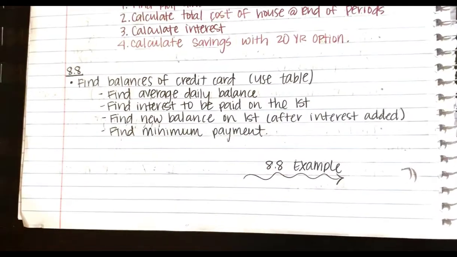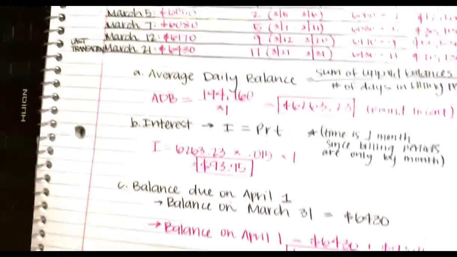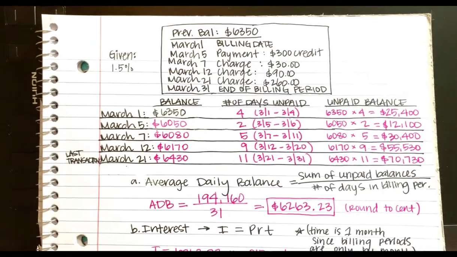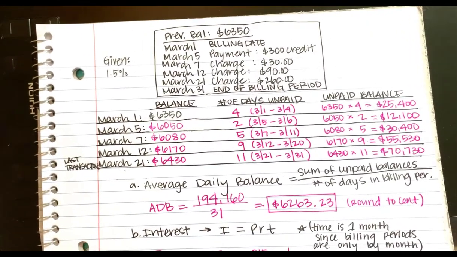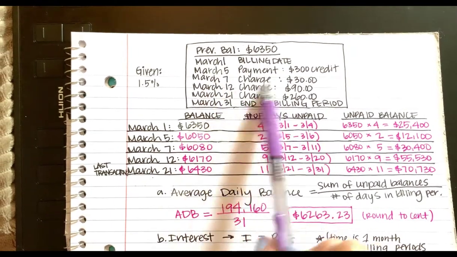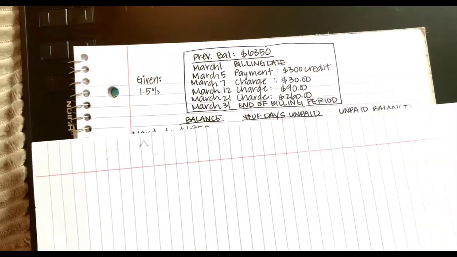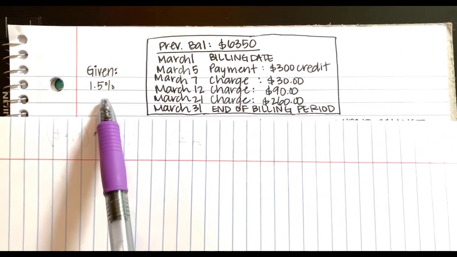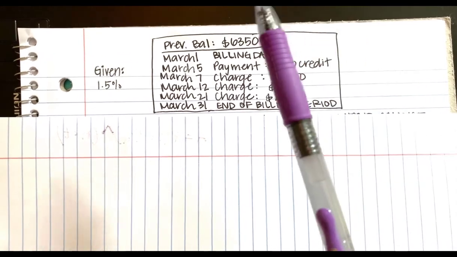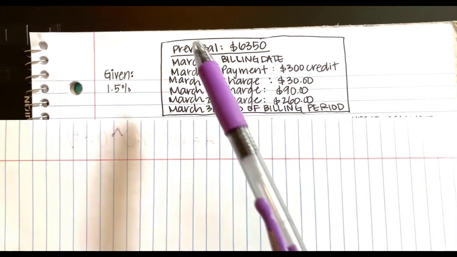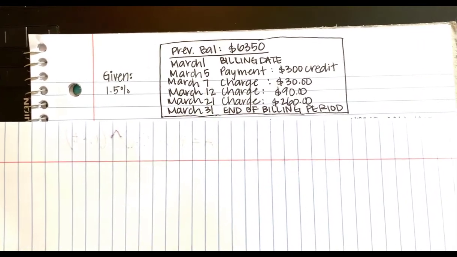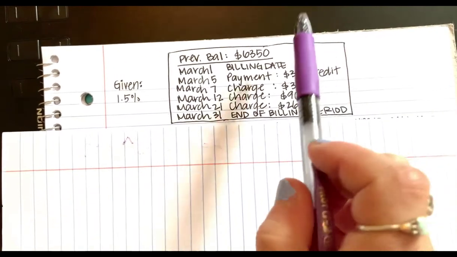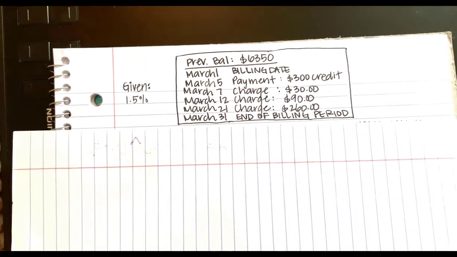So I have actually worked out one for y'all, and I'm going to try to walk you through it quickly. So the given, what they give you is everything that is in this box right here. I'm going to cover all this up. They give you all of this, and then they tell you that your interest rate is 1.5%. So all of the dates I'm going to tell you are the same. They keep these March 1st, March 5th, all that stuff stays the same. The only thing that changes is your amounts. So our balance we're starting off with is $6,350.